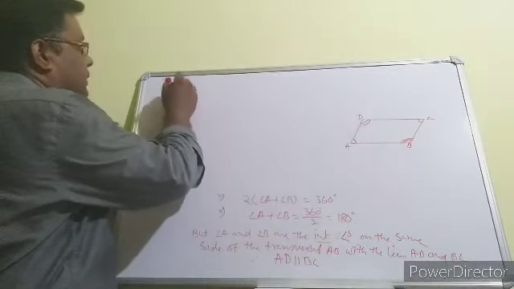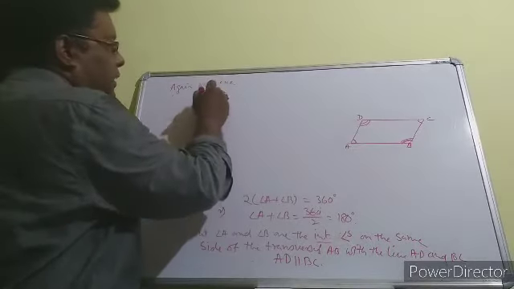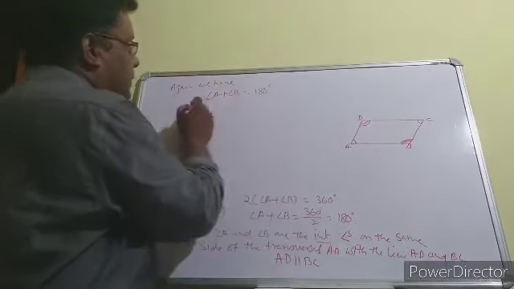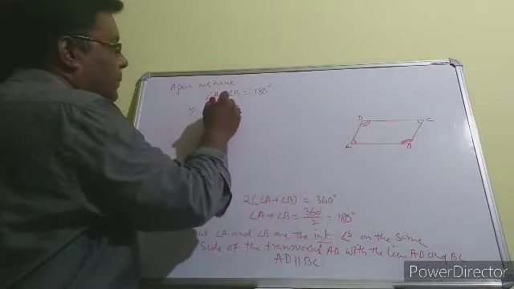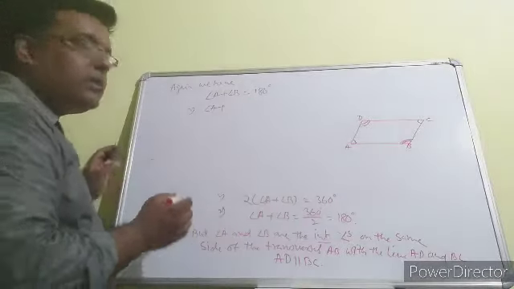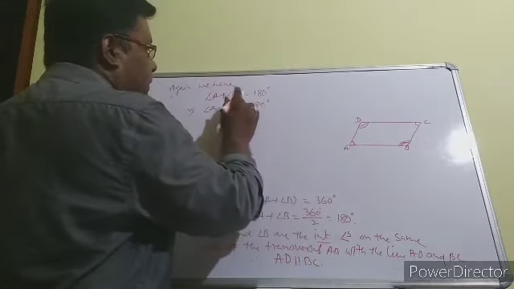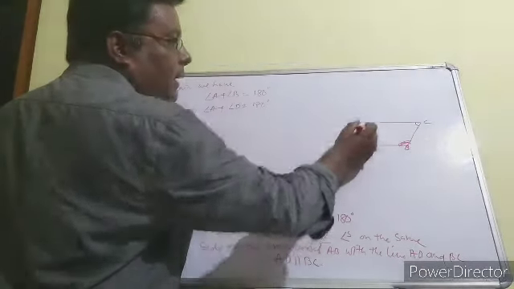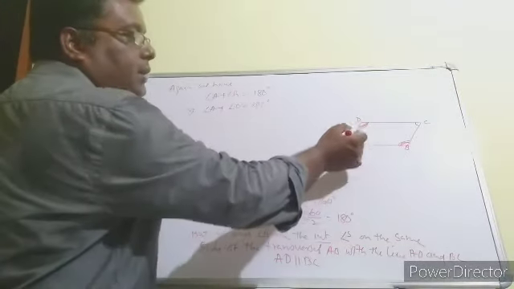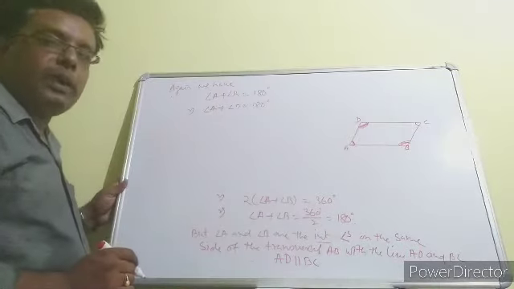Again, we have angle A plus angle B is equal to 180 degrees. We know it. This implies angle A plus, in place of angle B you can write angle D because B and D are equal. So angle A plus angle D is equal to 180 degrees. If we add these two angles, then also they are supplementary, that is 180 degrees.